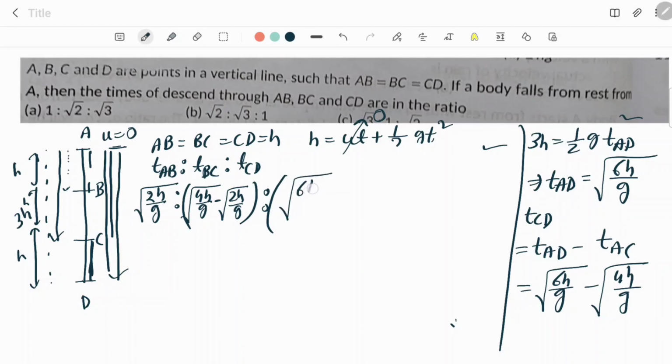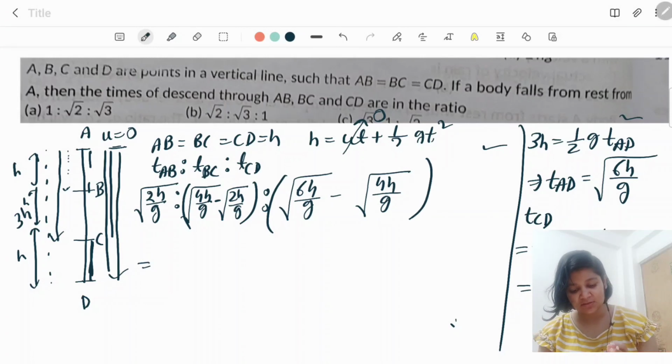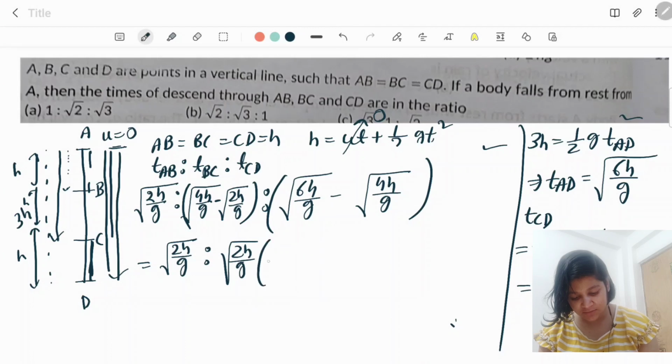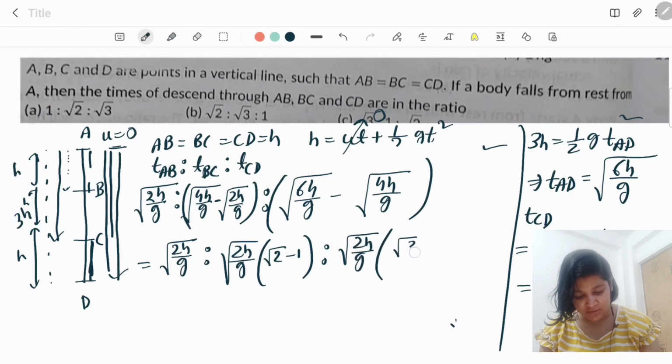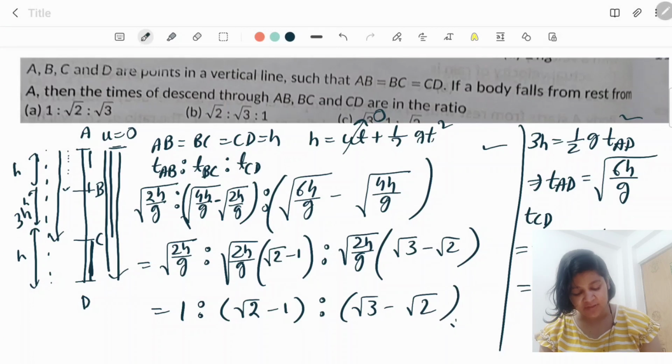So root over 6h by g minus root over 4h by g. Let us take root over 2h by g common. So this becomes root over 2h by g into root 3 minus root 2. This is the final ratio.